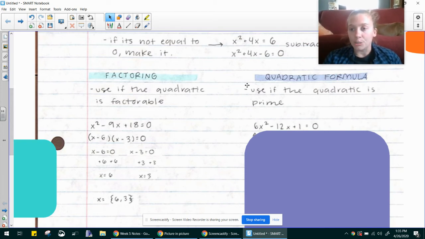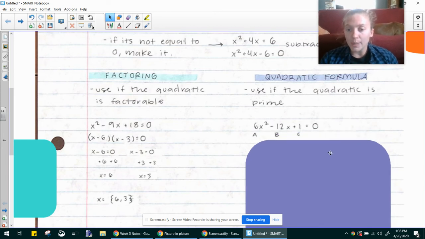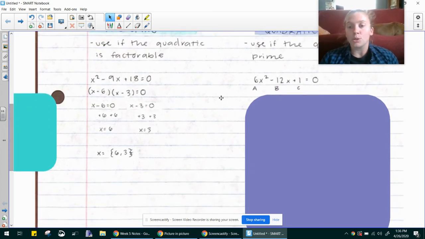The other strategy we have to use is the quadratic formula. We can use this to solve for x if the quadratic is prime or hard to factor, meaning that maybe there isn't a pair of magic numbers that multiplies to our multiplying number and adds to our adding number. In this case, we're going to make sure that the quadratic is written in standard form, ax squared minus bx or plus bx plus c. We're going to identify our a, b, and c, and we are going to plug those values into the quadratic formula.